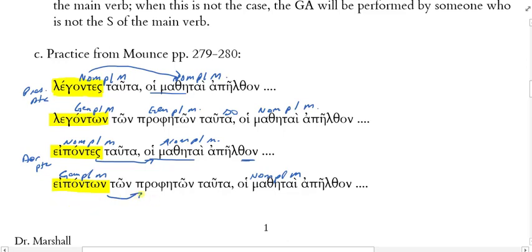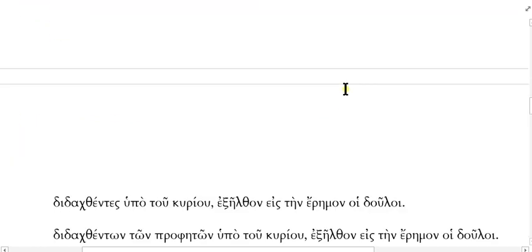After who? The prophets. Okay, yeah. Do I want to say after the prophets were saying? No, because this is an aorist participle, which is not viewing or portraying the action as in process, but just as a complete action, the whole action. Okay? So after the prophets said these things, the disciples left. All right? Now, let's look at the last examples here.